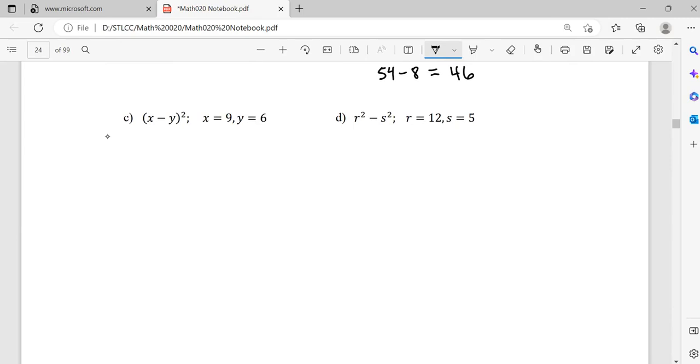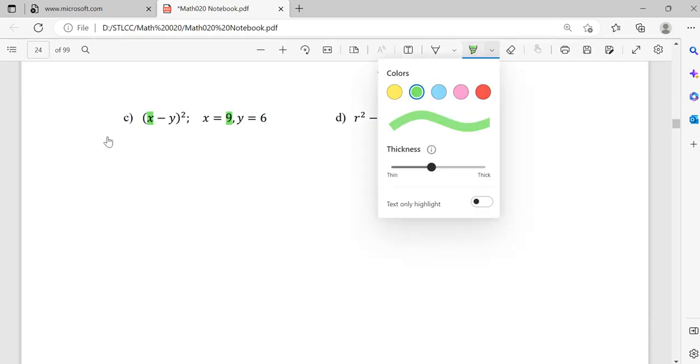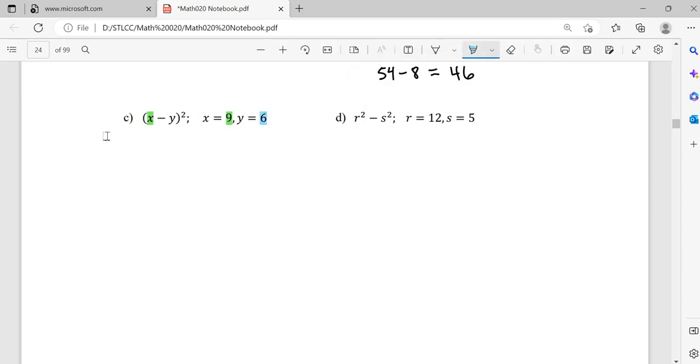In part C, our expression is x minus y, and that whole expression is squared. I do have two values to replace now, x equals 9 and y equals 6. So I am going to use the 9 instead of x, and the 6 instead of y. I have two replacements to complete. So my problem looks like this now: 9 minus 6, still squared.